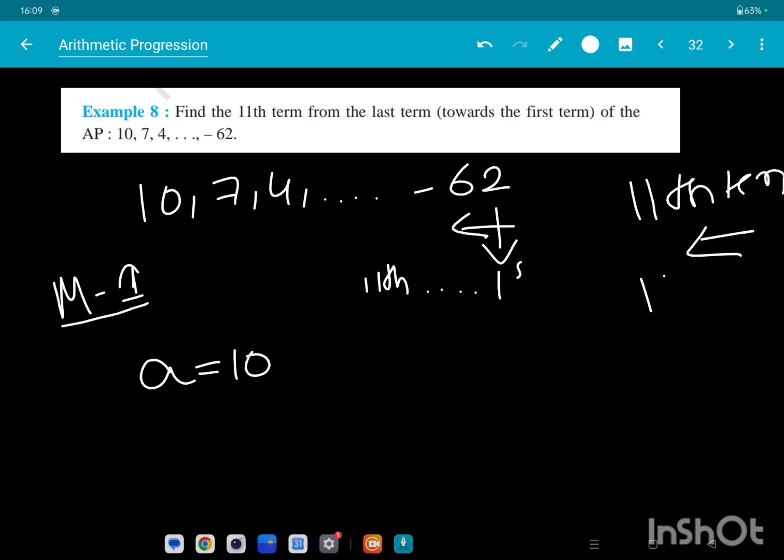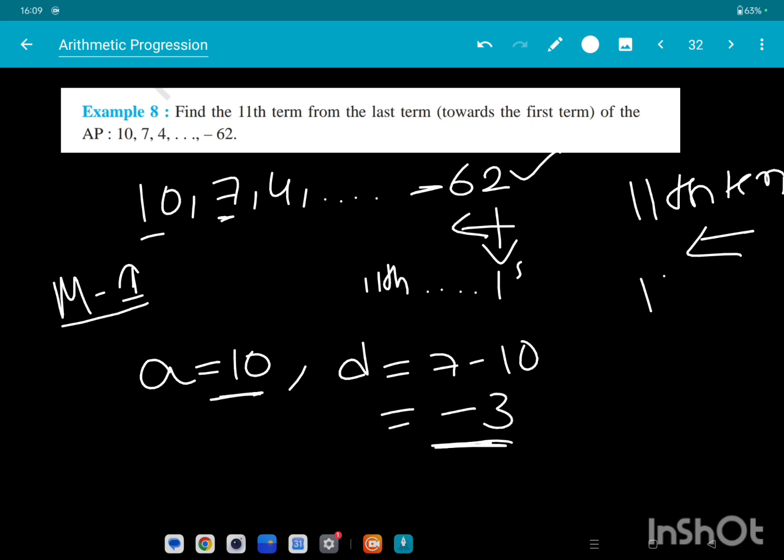Here minus 62 is the last term, right? If I count these numbers, I will get how many terms there are. If I find how many terms are in this AP, then I can find the required term. Here the first term is a equals 10. And what is the common difference here? I subtract 7 minus 10, which is minus 3. So the first term is 10 and d is minus 3.